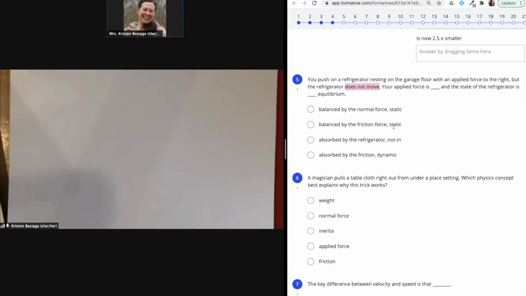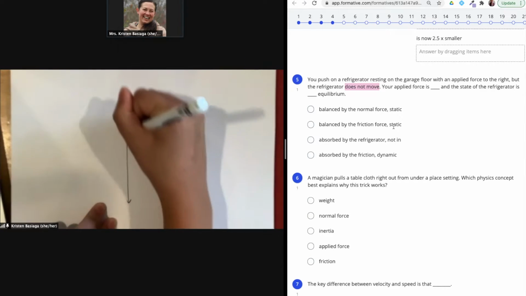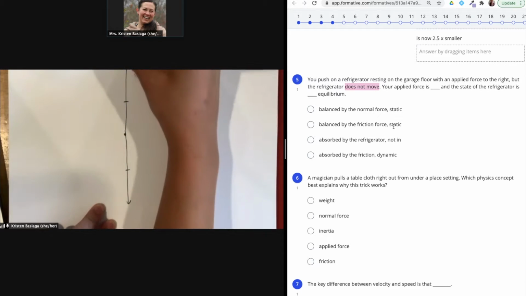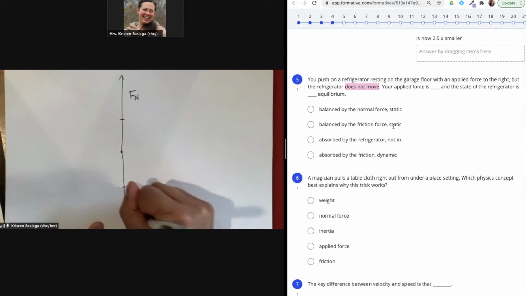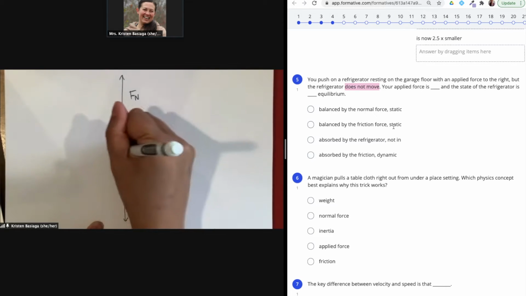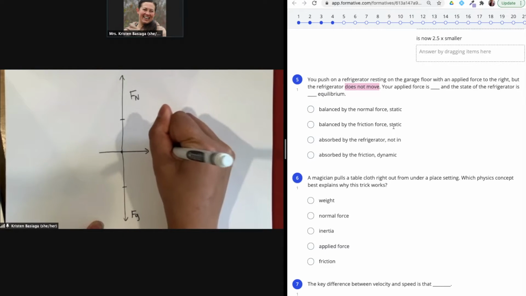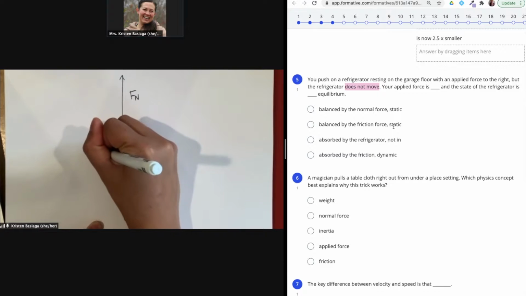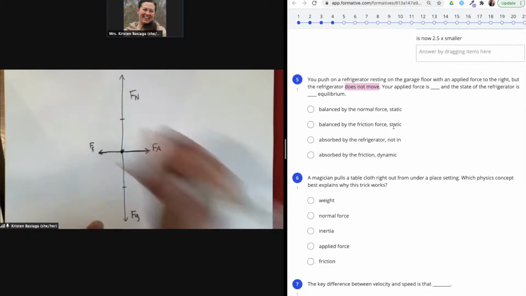Let's draw this out. The weight of the refrigerator pulls down. The normal force pulls up. I'm going to put labels on each. I'm going to put my applied force to the right. And there must be friction acting left. There's not a string pulling this refrigerator backward. It's just its own friction with the floor.